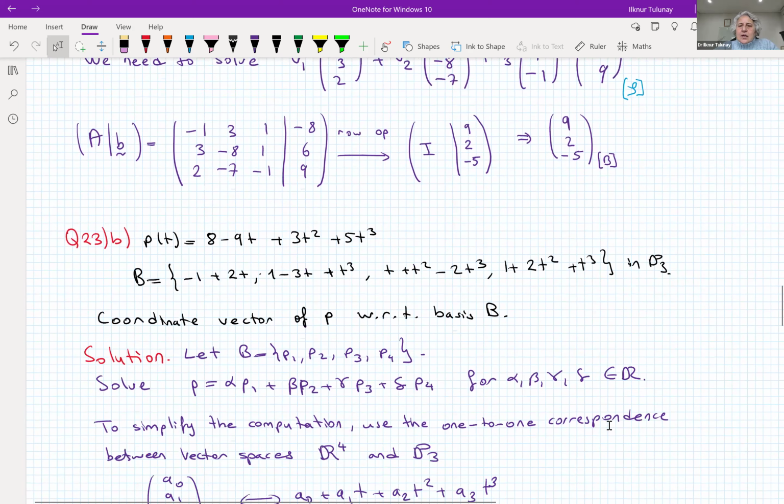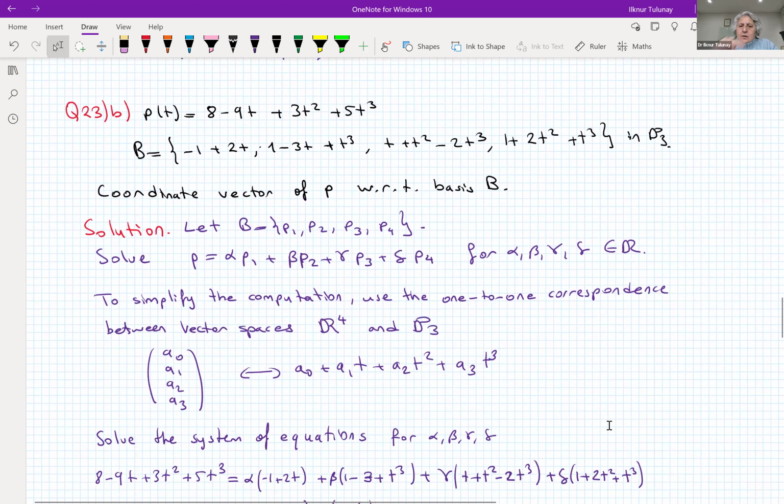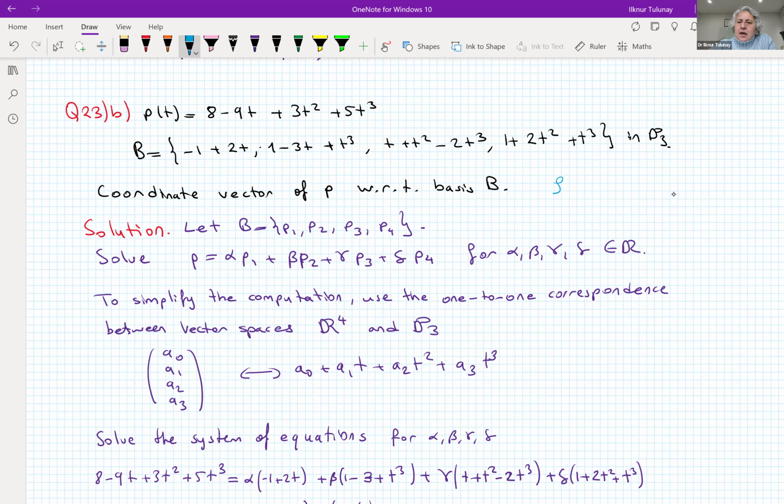Now, let's do such things in the space of polynomials. p(t) is this polynomial, and B is this set of polynomials. These are 4 polynomials here. And you know the standard basis of P3, right? The standard basis of P3 is 1, t, t squared, t cubed.